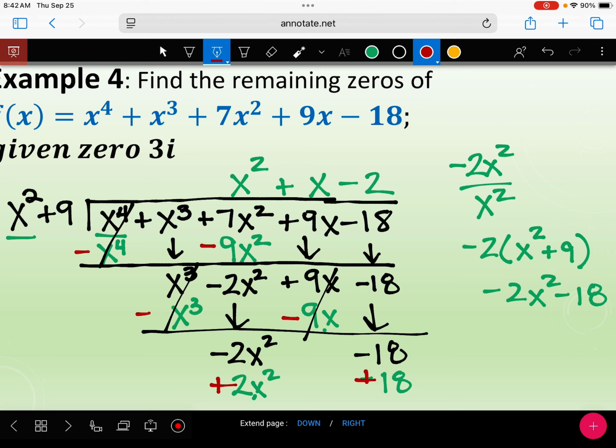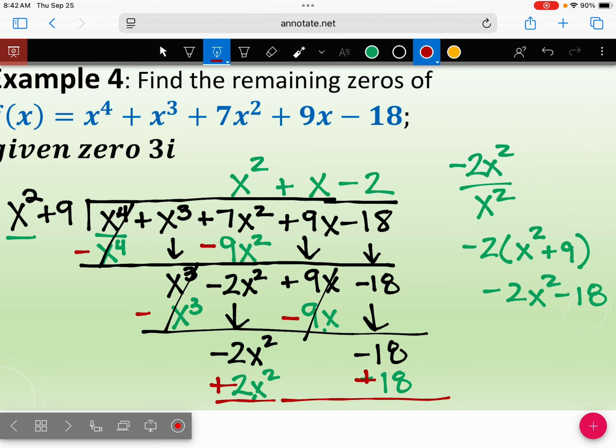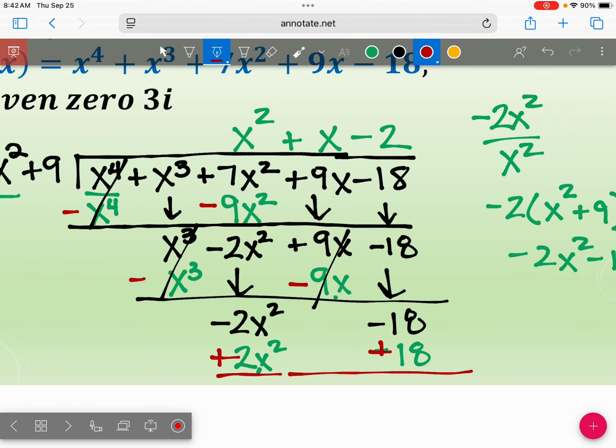And you see how now they both cancel out. And that's what should happen anytime you're doing long division. The first time you do it, 1 thing should drop off. And then the second time, 2 things should drop off. So to find my last 2 solutions, I need you to factor what's on the top.